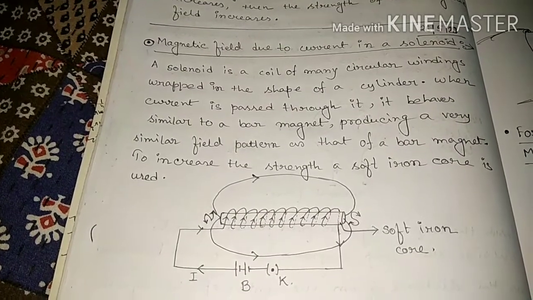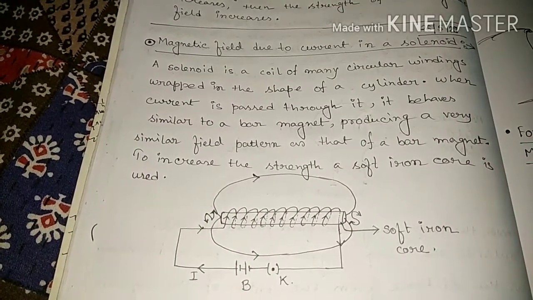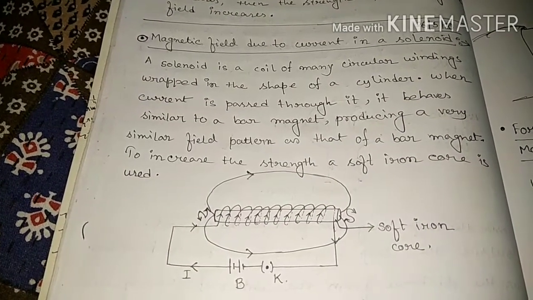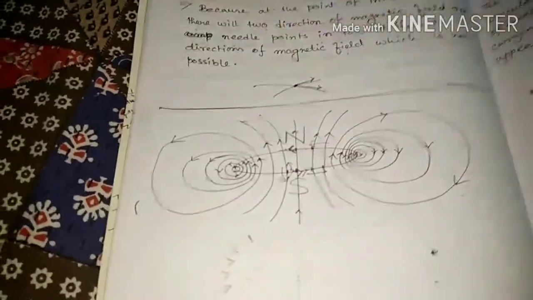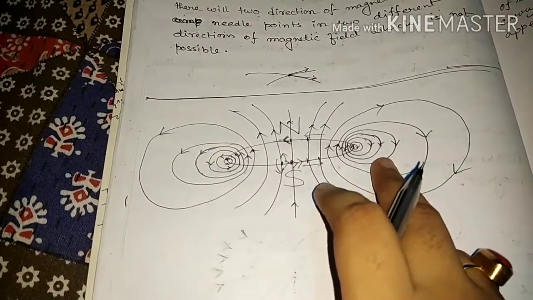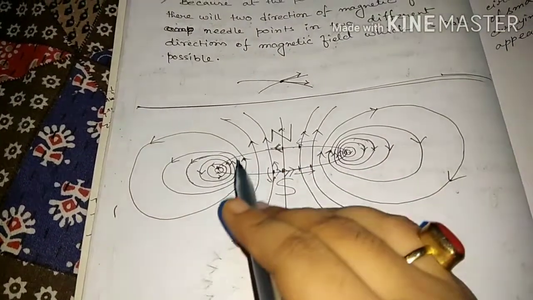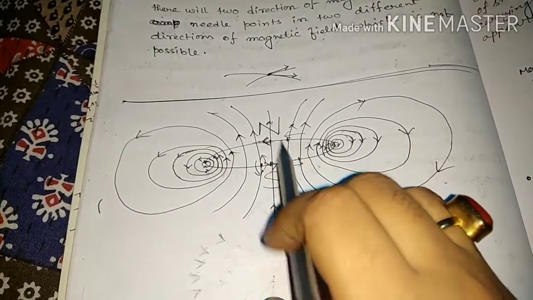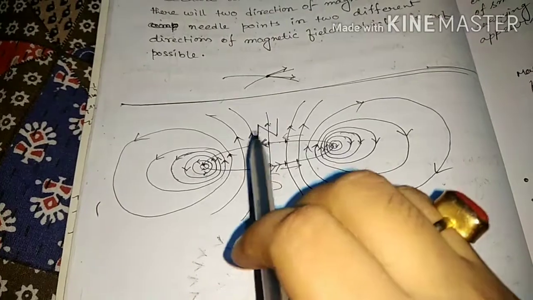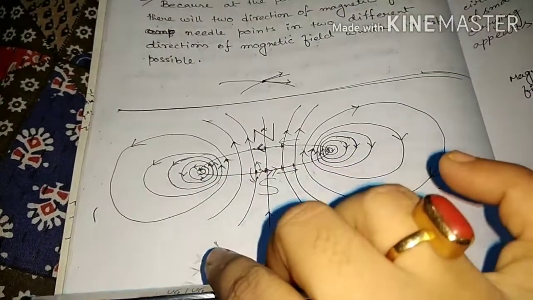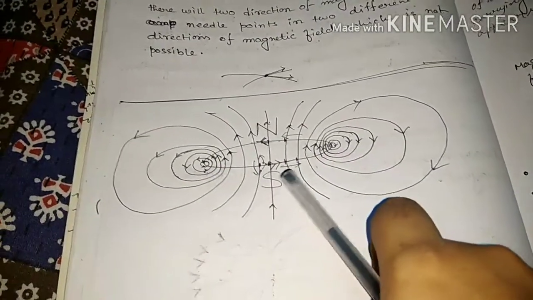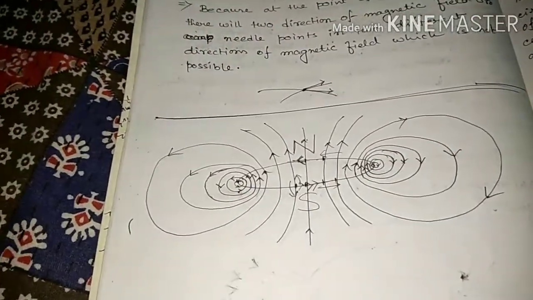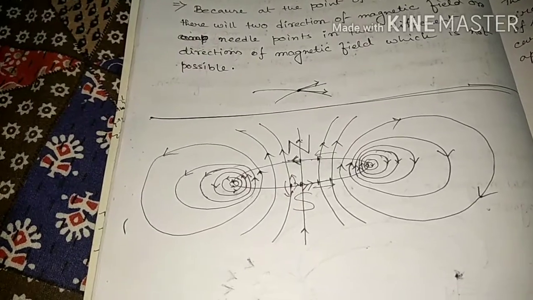In last class we discussed the magnetic field due to a current in a circular loop, and it looks like this. From this we also get information for creating the poles. If the current flows in the clockwise direction, that side will be the south pole. If the current flows in the anti-clockwise direction, that side becomes the north pole.